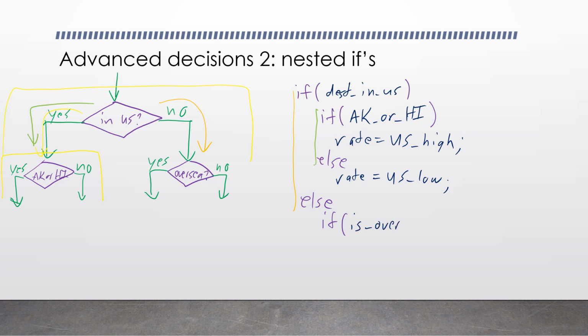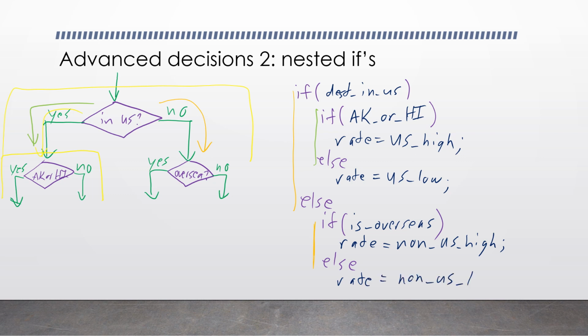So if is overseas, then I'm going to say rate equals non-US high, else, and this else goes with my if overseas. So this is going to be not overseas, so rate equals non-US low.